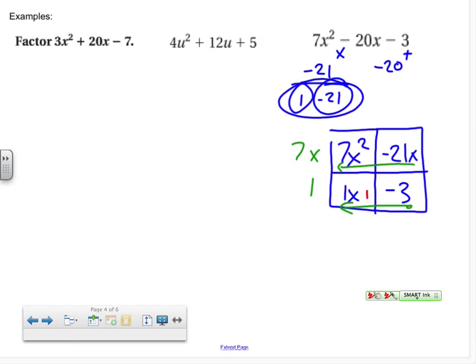Looking up, 7x squared and x. 7 and 1 are just 1. X squared and x are x. Then looking up here, negative 21x and negative 3. You always look here for your sign, so that's negative 21 and 3. The biggest number they have in common is 3. So our factored form for this one, the height is 7x plus 1. The width is x minus 3.